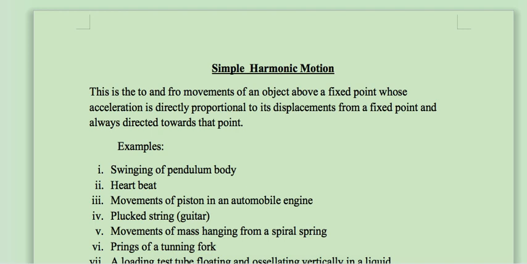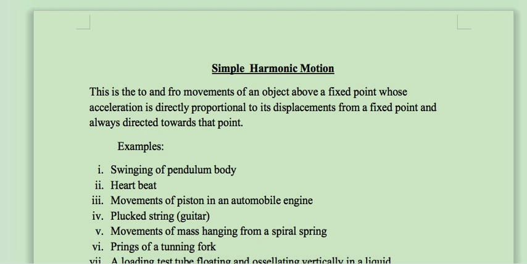So now we are going fully into what is called simple harmonic motion. What is simple harmonic motion? Simple harmonic motion simply means the to and fro movement of an object about a fixed point whose acceleration is directly proportional to its displacement from that fixed point, and it is always directed towards that point.